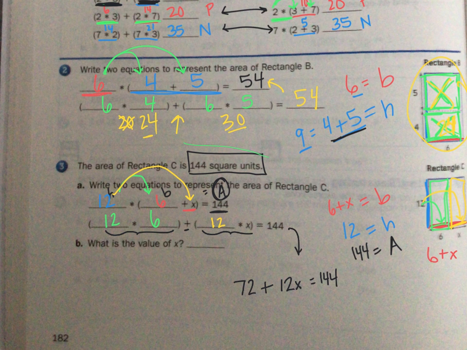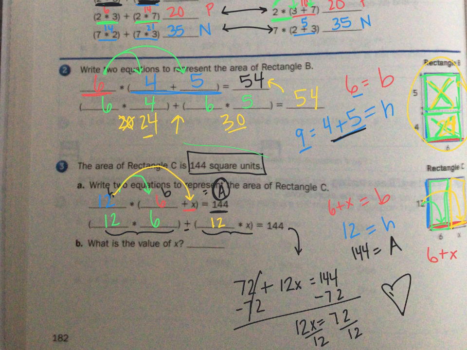Here's what algebra looks like. I'm going to get rid of this 72 and subtract and get 72, and this cancels out. 12x equals 72. 12 times what number gives me 72? Well, I could use the inverse and divide. Remember those hearts I have up in the front of my classroom? Multiplication and division go together. 72 divided by 12 gives me an answer of 6.